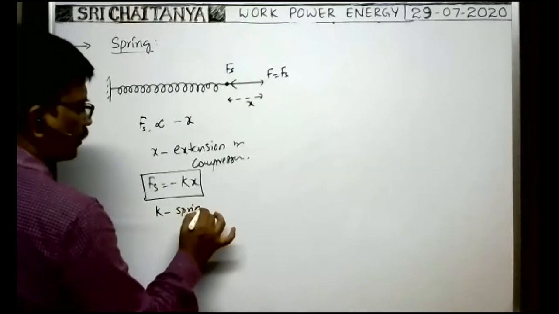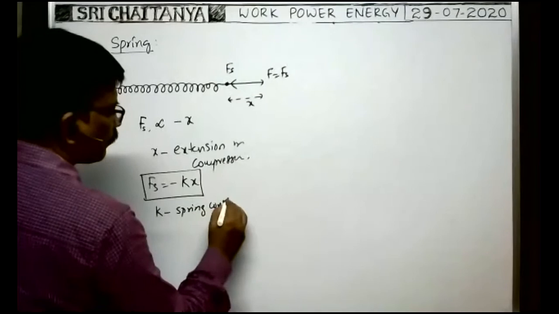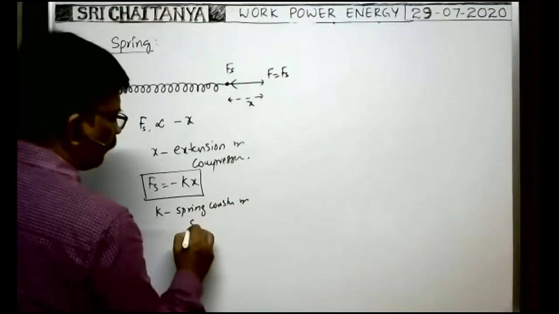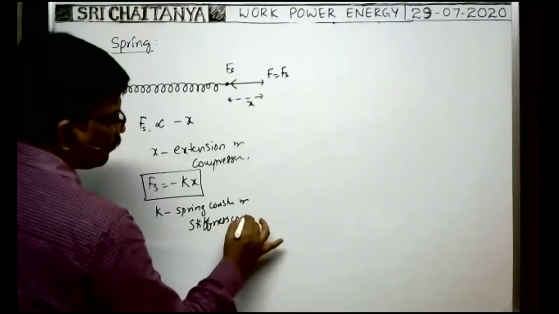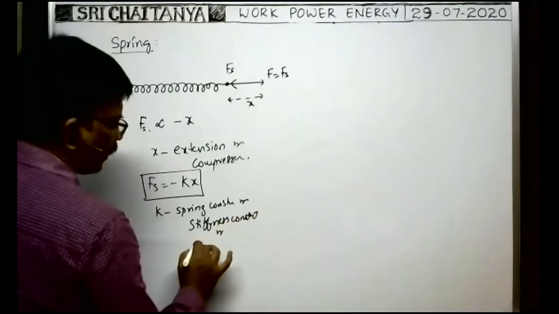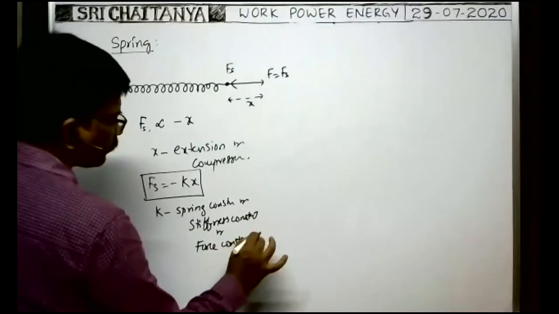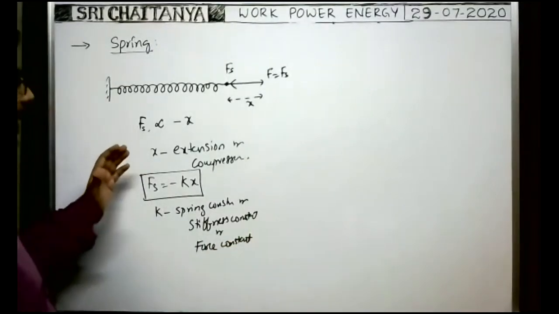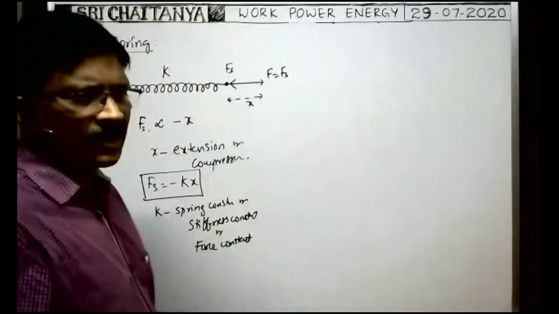Of course, in Newton's laws, I said k is called the spring constant or stiffness constant, or it is also called the force constant. Here, what is the relation between spring constant and the natural length of the spring?